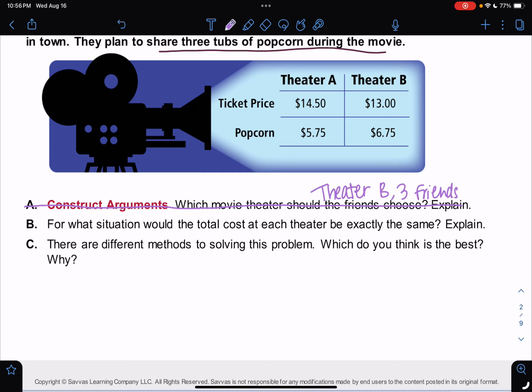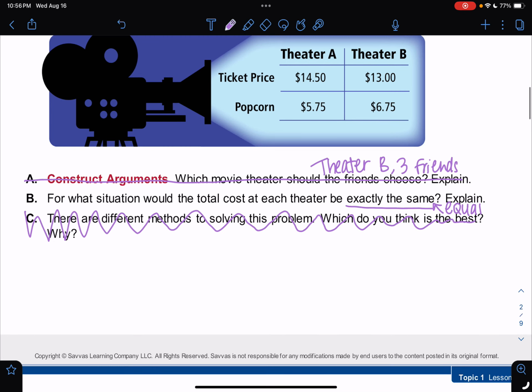So for part B, for what situation would the total cost at each theater be exactly the same? So we want to know when the cost is going to be exactly the same. If it's exactly the same, that means that the cost should be equal. Okay, so this is the next part that you have actual space on yours. So I'm going to cross out part C on my paper so I actually have space as well. All right, I want to know when theater A is equal to theater B.